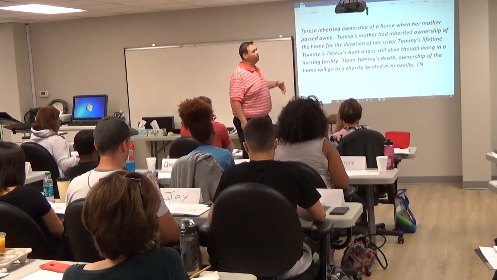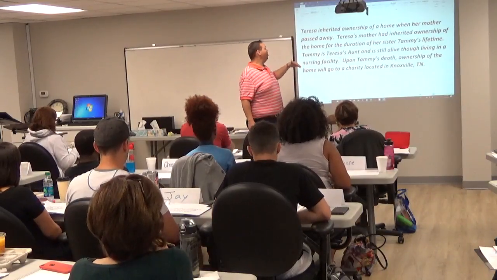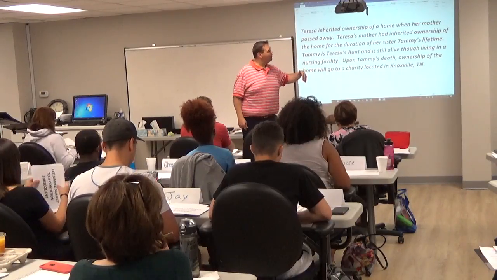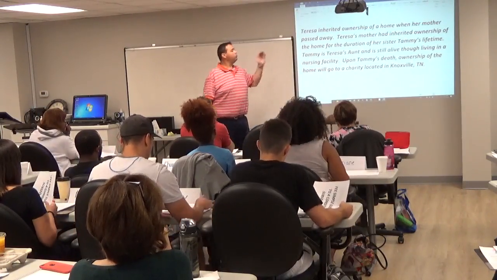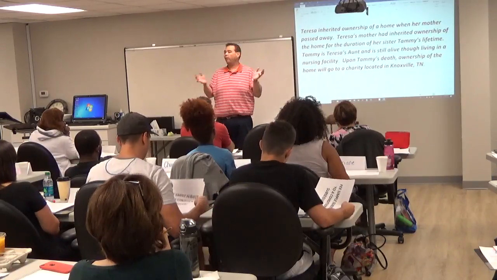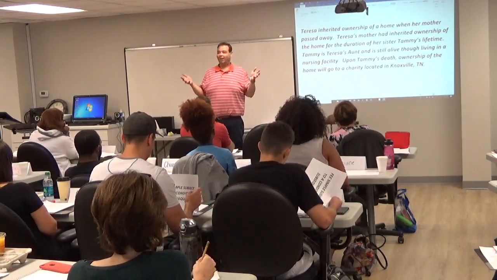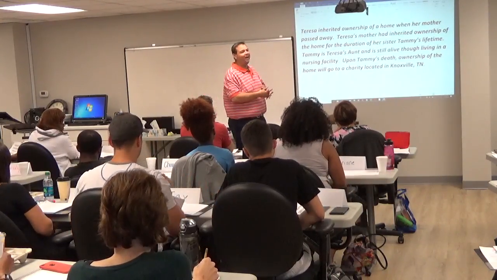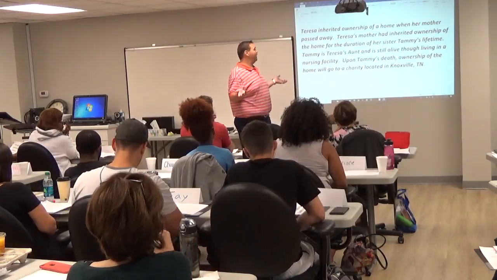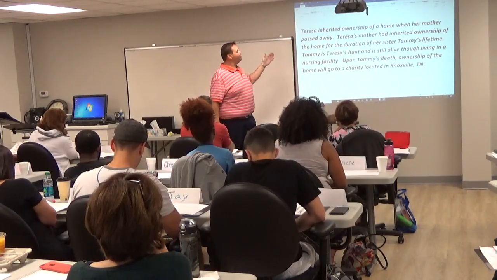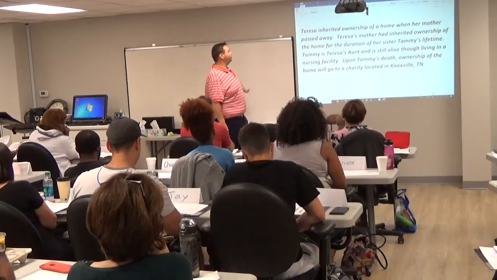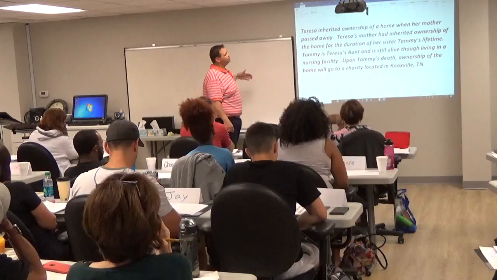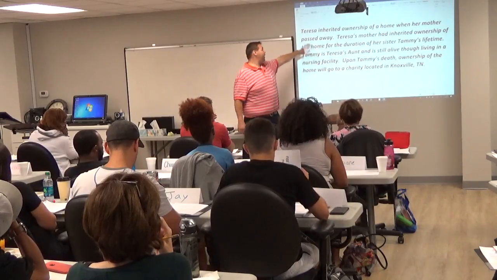But if you filter through it, Teresa inherited ownership of a home when her mother passed away. Okay, that didn't tell me anything, right? Teresa's mother had inherited ownership of the home for the duration of her sister Tammy's lifetime. What do I know right there? We're dealing with a what? A life estate. Because anything for the duration of somebody's lifetime, for some limitation of time, is a life estate. So right there you know it's a life estate. Tammy is Teresa's aunt and is still alive, though living in a nursing facility. So go back. Who is the life tenant here? Teresa's mother, and then eventually Teresa.